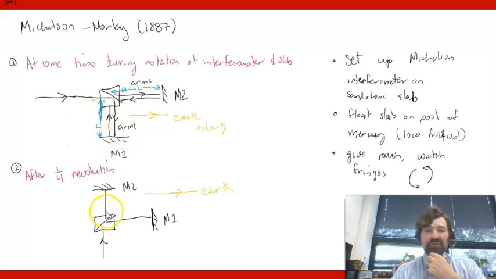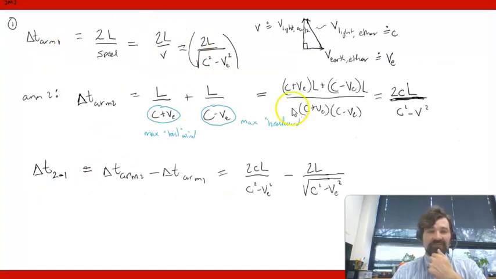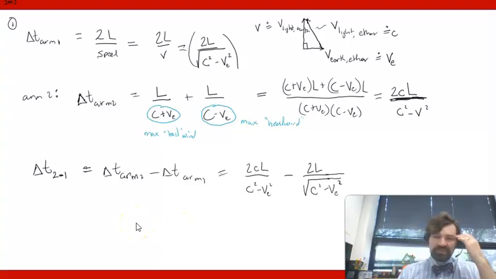And after a quarter revolution, basically all the math here remains the same. It just kind of flips, and so this entire thing ends up negative of what you have here. So what does the time difference have to do with anything? Well, in some sense, that's telling us how much phase difference we're going to have between the two arms.